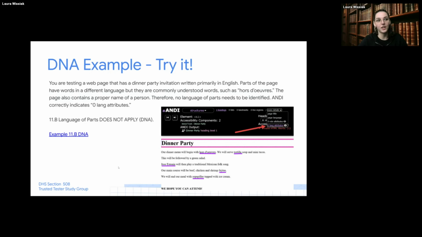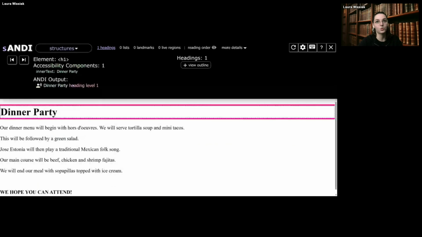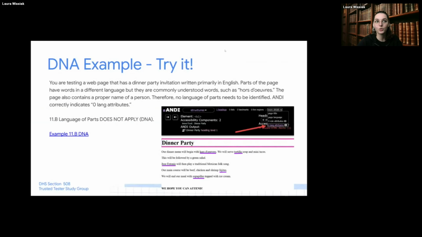And here we actually have an interactive ANDI example. On the screen, we already have the instructions. So again, if ANDI is not open automatically, just give it a few moments. It should load. Then you go to structures and it should look like this. So we go to structures, more details. And here we can already see in the preview that we have 0 language attributes marked, which is not good. This is not what we want. So let's go back to the screen.